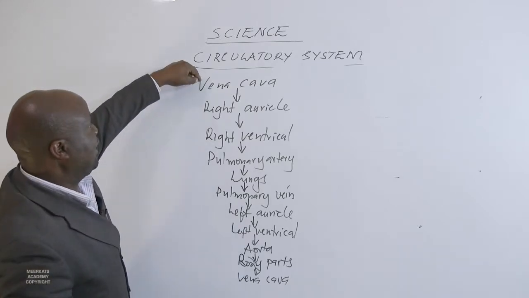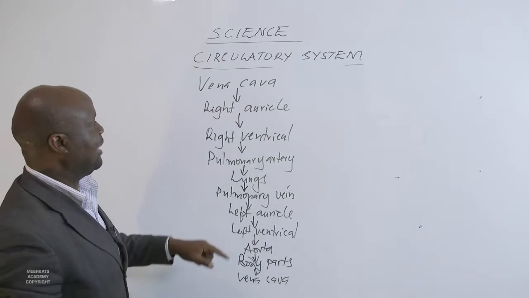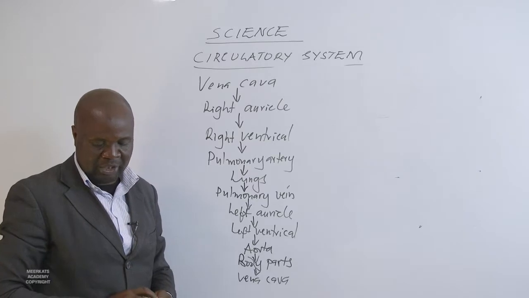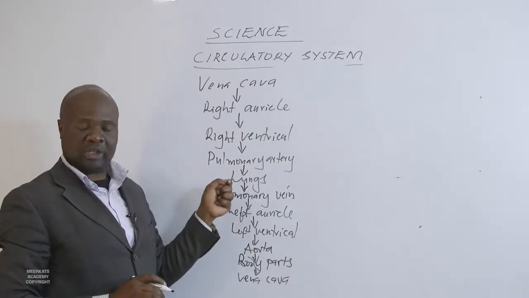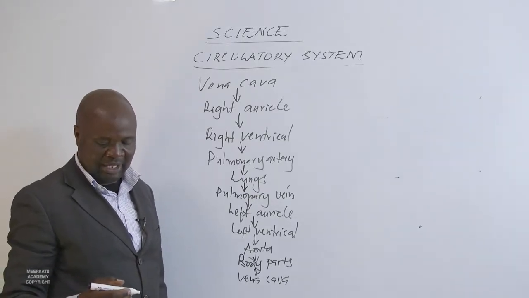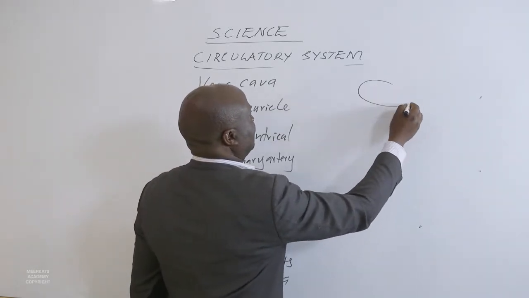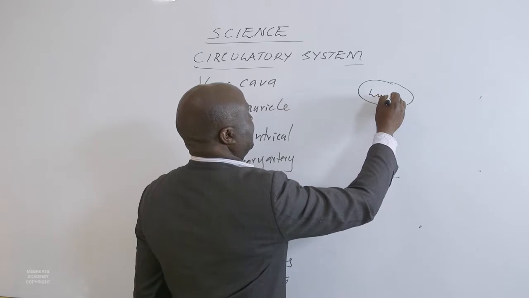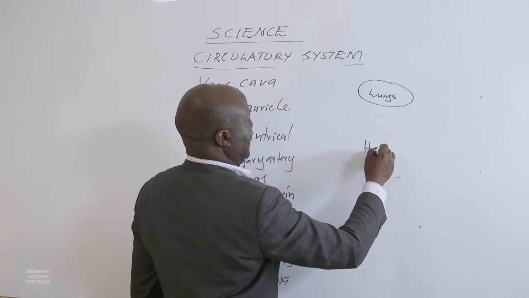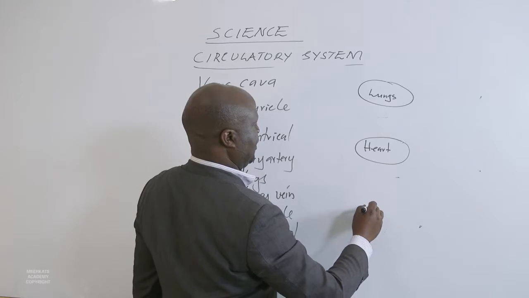You remember we started with the vena cava that brought blood to the heart, and then from the body parts again they will bring the blood. Now this process is what we are calling blood movement in the circulatory system. When we want to know blood circulation, we can have the lungs, the heart, and body parts. We can say these are the lungs. Then we call this the heart. And then here the body parts.